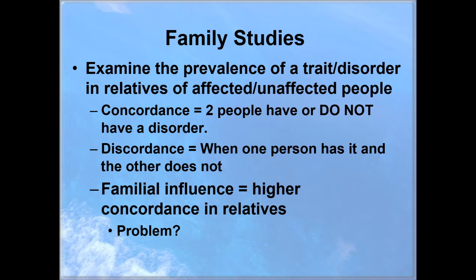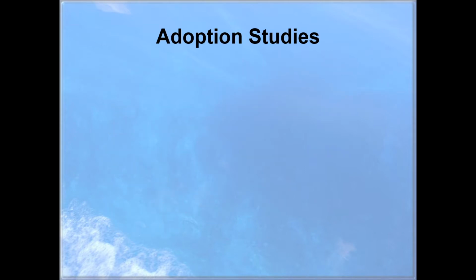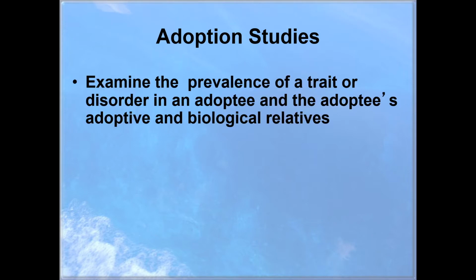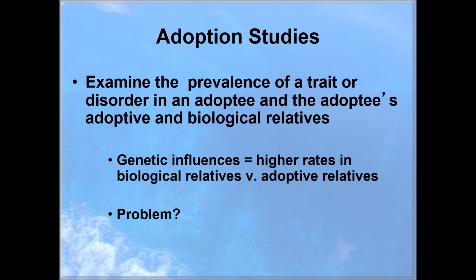For example, it's not controlling for the mutual environment and the mutual genes. So we can't parcel out the environmental from the genetic influences. A second approach is an adoption study. Here we examine the prevalence of a trait or disorder in an adoptee, adoptive relatives, and biological relatives. If there is an environmental influence, we expect to see higher concordance rates among adoptive relatives compared to biological relatives. But if it is genetic, we expect to have higher rates in biological relatives compared to adoptive relatives.